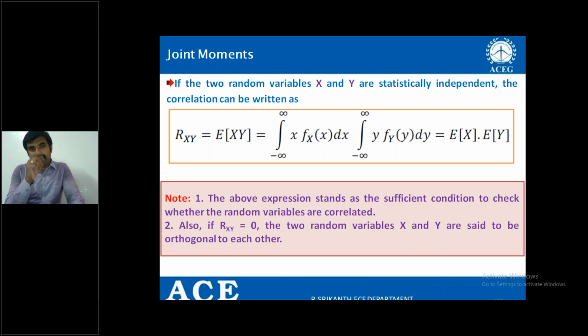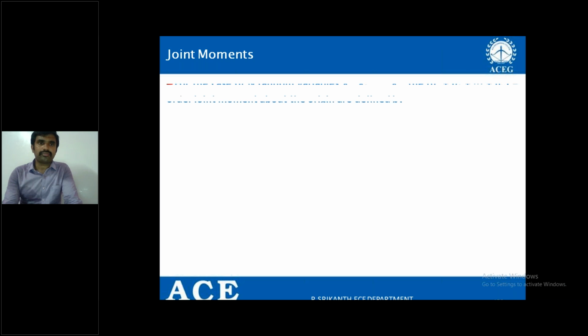Also, if rxy equal to 0, the two random variables x and y are said to be orthogonal to each other. If the expectation value equals 0, you can call the two random variables orthogonal. There is no similarity between the two random variables. That is, if rxy equal to 0, we call them orthogonal random variables. Very, very important point.